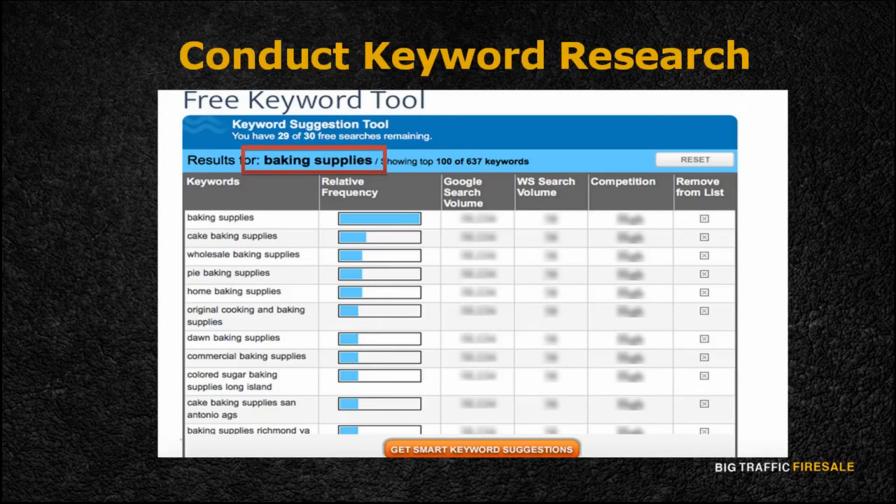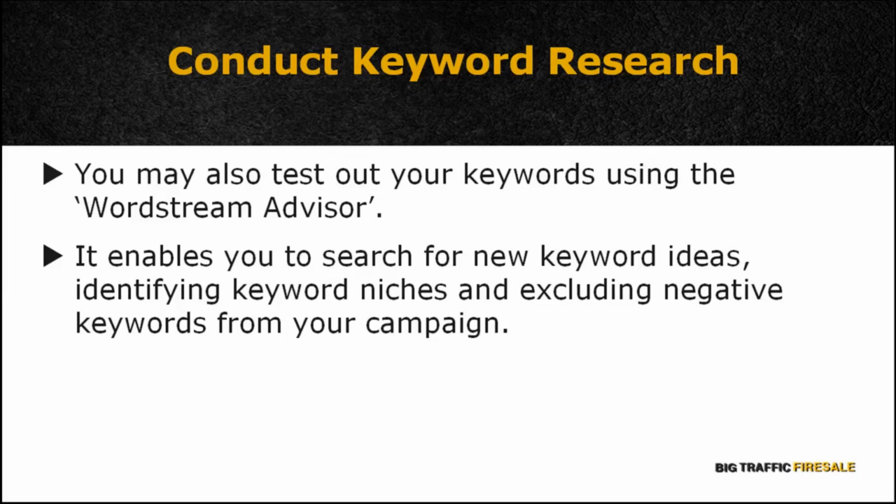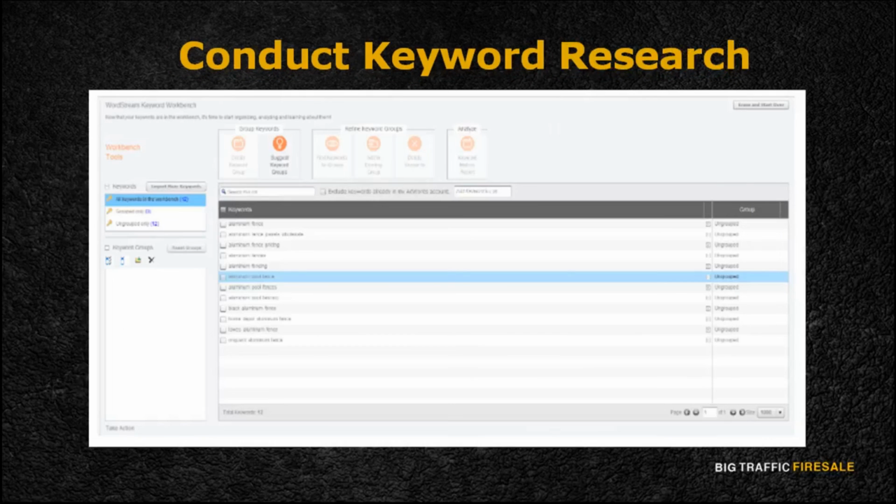You may also view the competitiveness of the keywords as well as the search volume using data from both Google and WordStream. On top of that, you may also test out your keywords by using the WordStream Advisor. It enables you to search for new keyword ideas, identify keyword niches, and most importantly, exclude negative keywords from your campaign. WordStream Advisor is WordStream's free keyword tool, PPC and social media advertising platform.